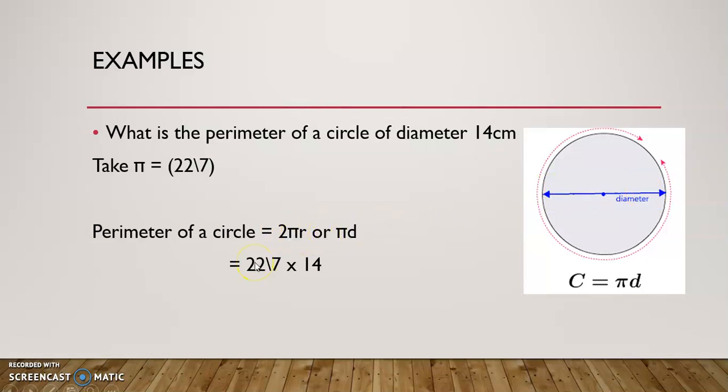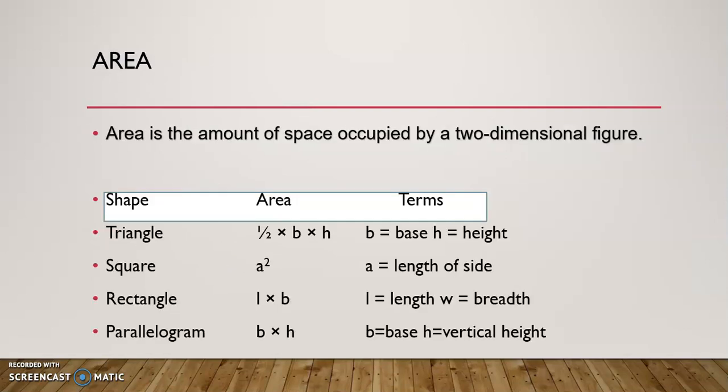So the perimeter of this circle is 22/7 times 14, and that gives 44. So the perimeter of this circle is 44 cm.